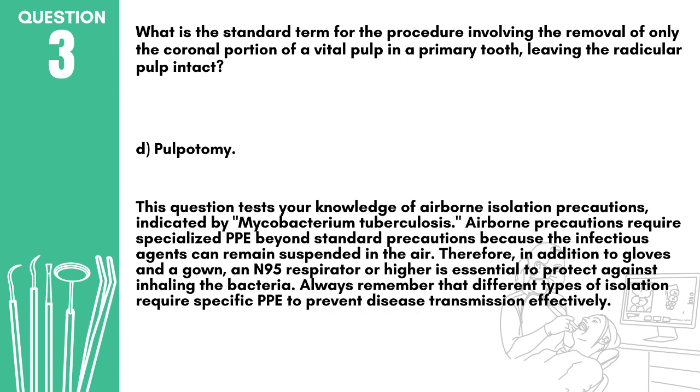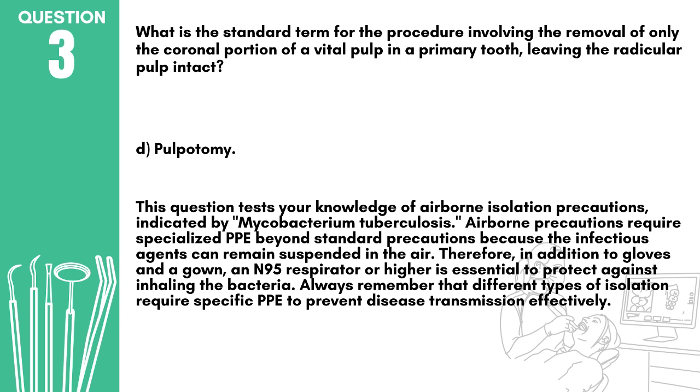Answer: D. Pulpotomy. This question tests your understanding of specific endodontic procedures, particularly in pediatric dentistry. The keywords removal of only the coronal portion of a vital pulp and primary tooth, leaving the radicular pulp intact, precisely define a pulpotomy. This procedure is performed to preserve the vitality of the remaining root pulp and allow the tooth to complete its natural exfoliation.